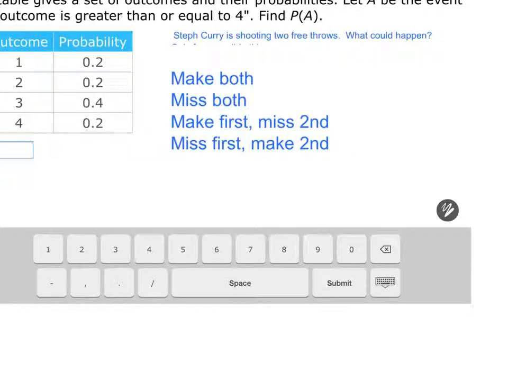You could think of, in reality, yeah, he could not get to finish the shots because the building collapses, but we don't really think about that. We think of what legitimately could happen here. He could make both shots. That'd be good. He could miss both shots. He could make the first and miss the second, or he could miss the first and make the second.